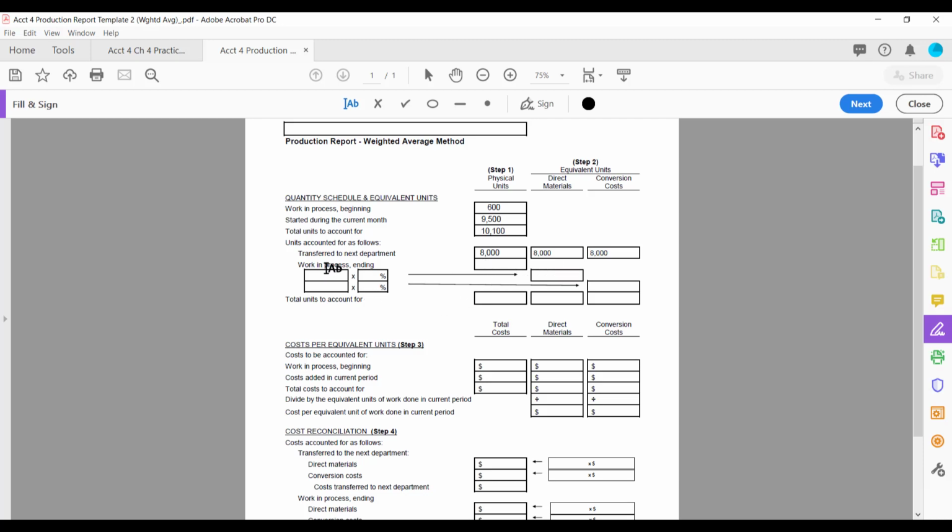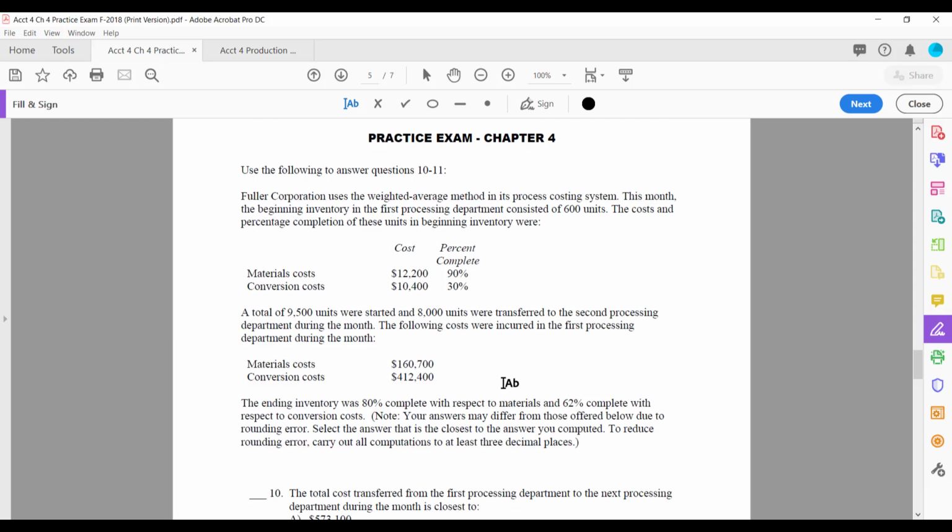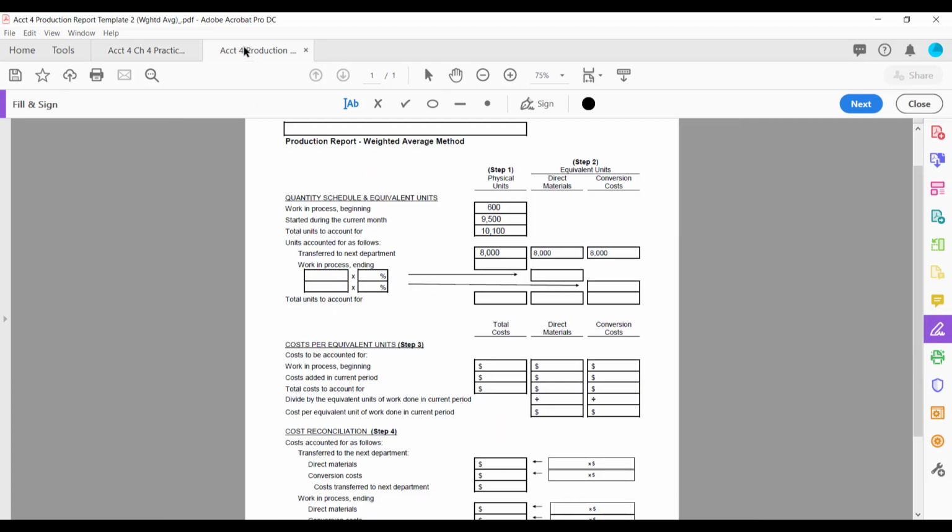All right. So next we want to find that next box right here, which is work in process ending. If we look there, they didn't quite give us the ending work in process physical units, but that's okay. We can figure it out. Because if we started with 600 units and we added in 9,500, but now we finished 8,000 of it, we can find how much must be left. Remember that 600 and then 9,500 gives us 10,100. That's how many units we needed to account for. Of that 10,100 units, we finished 8,000 of them.